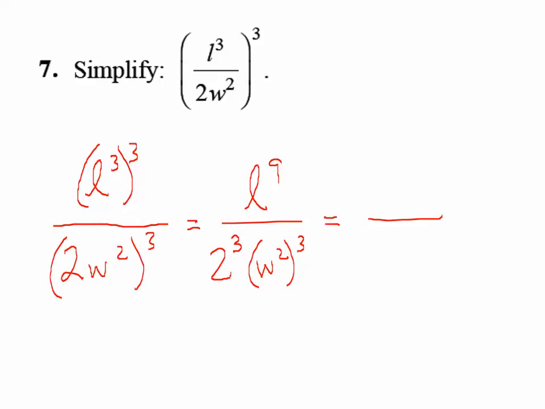I can simplify that. So again, L to the 9th. 2 times 2 times 2 is 8. And then have a W to the 6th at the end of it all. Good there.